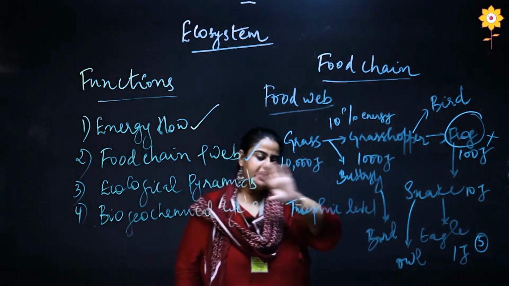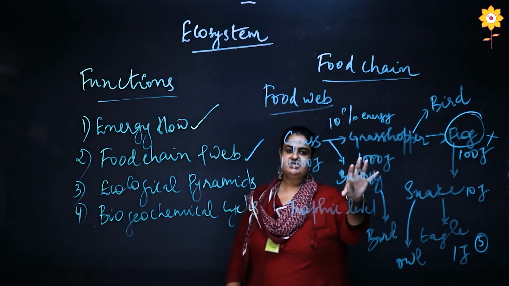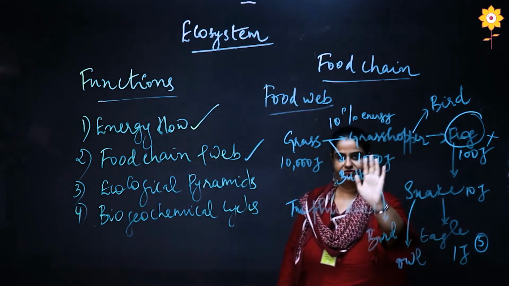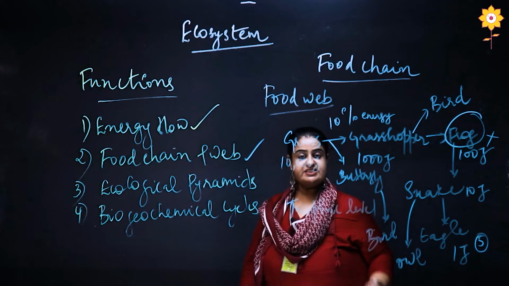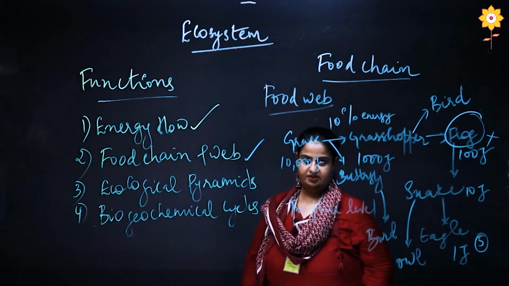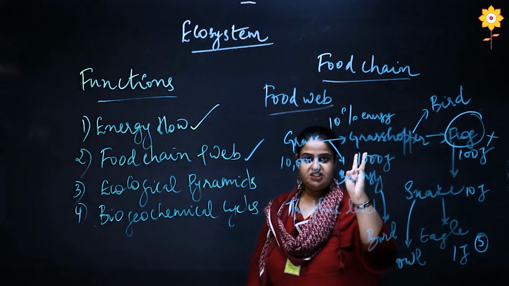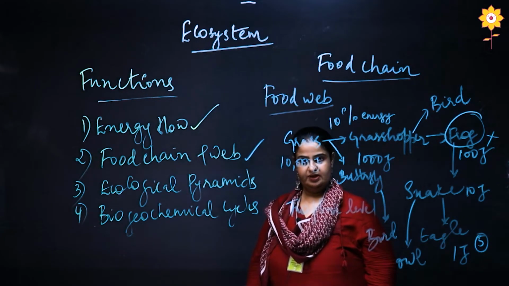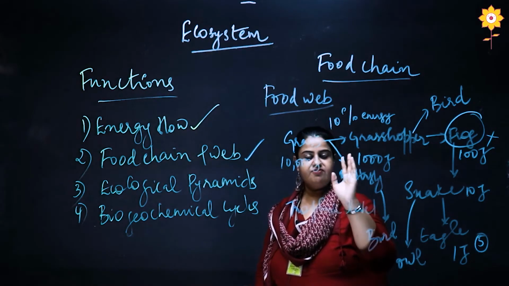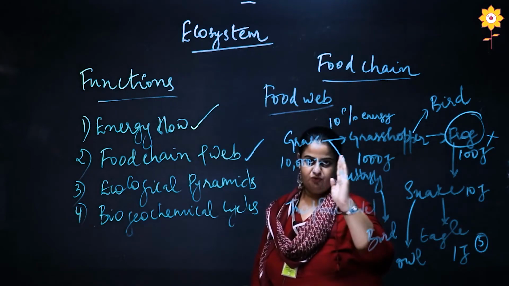Ecological pyramids are nothing but graphical representations of any normal food chain. When I talk about ecological pyramids, they are of three types. They are represented by energy, number, as well as biomass. Now, these are the three concepts that we are now going to shift our focus on.